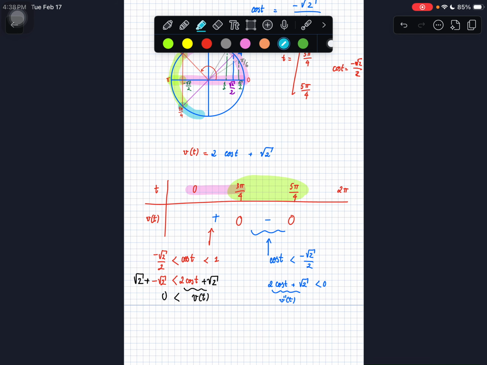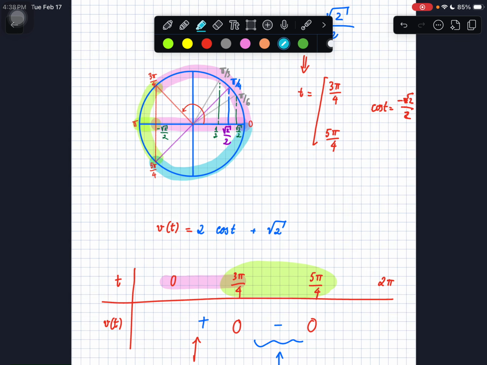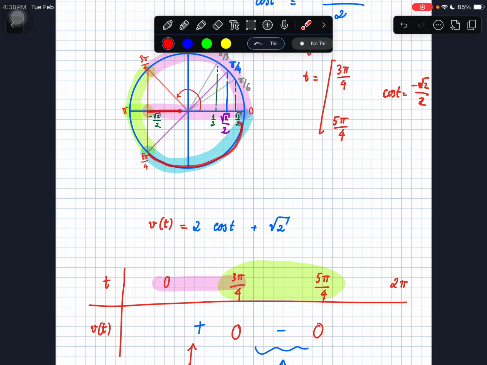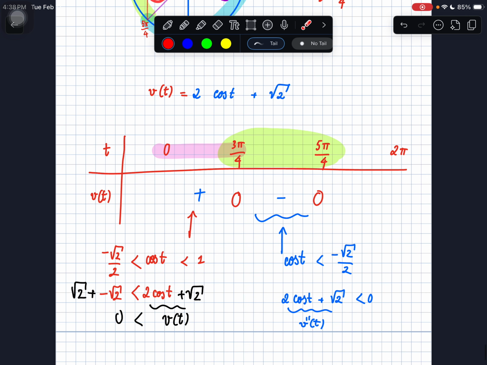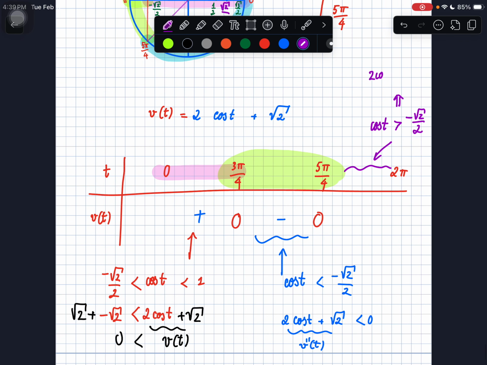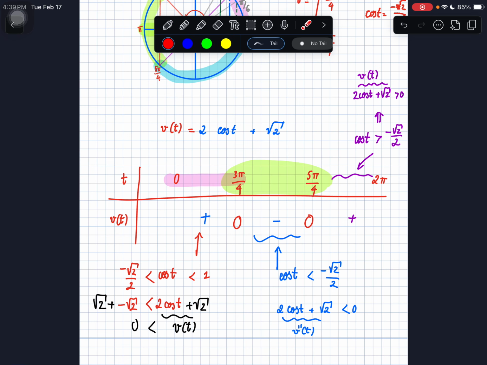And now the rest, from 5 pi over 4 to 2 pi. Cosine of t will be from minus root 2 over 2 to 0. On this interval, cosine t is bigger than minus root 2 over 2. And this gives us 2 cosine t plus root 2 bigger than 0. So the velocity v(t) is positive. So you see that velocity changes from positive to negative and then to positive.